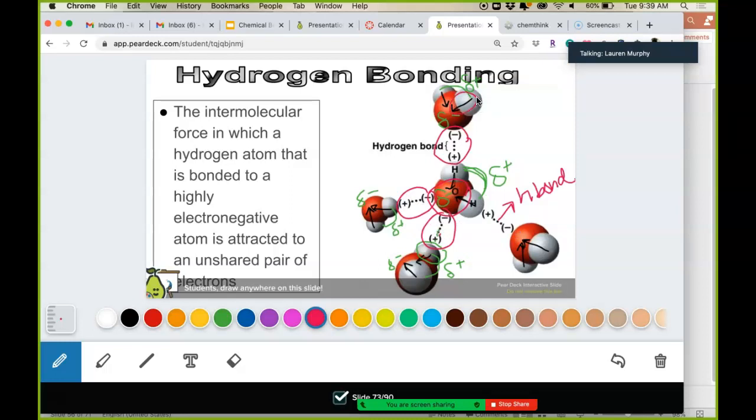This is a covalent bond. This is a covalent bond. This is a covalent bond. This is a covalent bond. This is not a covalent bond. It's a force of attraction between partially positive regions of one molecule and partially negative regions of another molecule. And this happens because water is polar.